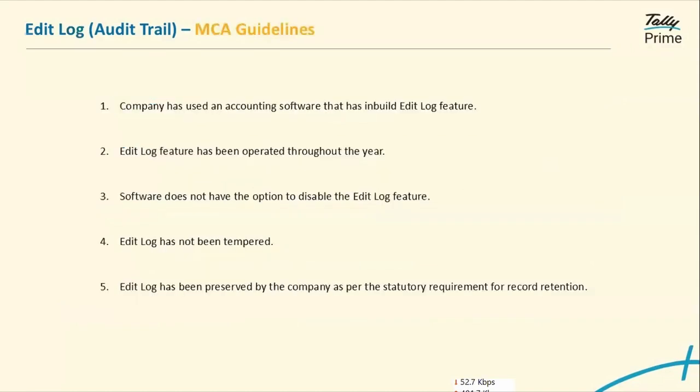Okay. Now, according to MCA guidelines, if you are using software, what are the capabilities defined by the MCA in their notification? First, your software should have the inbuilt feature of edit log. The edit log feature must be operated throughout the year. There should not be a case where for a few months I operated with edit log and for a few months on a different system which does not have the edit log feature. The software should not have any option to disable the edit log feature.